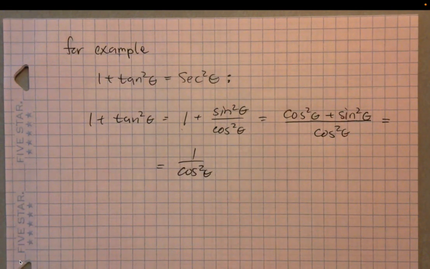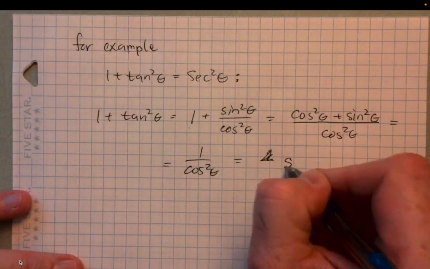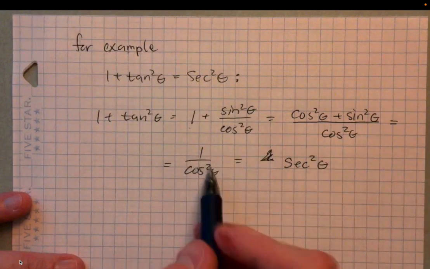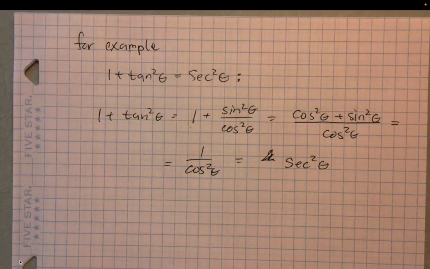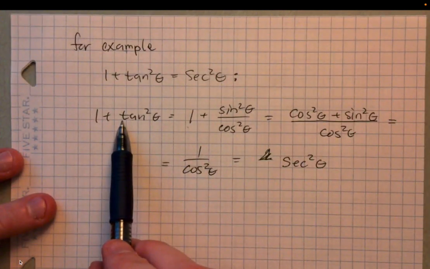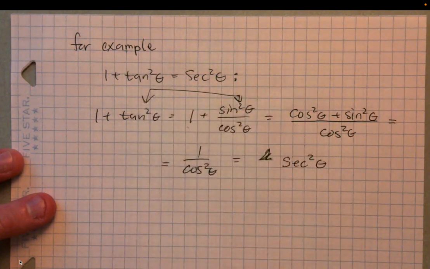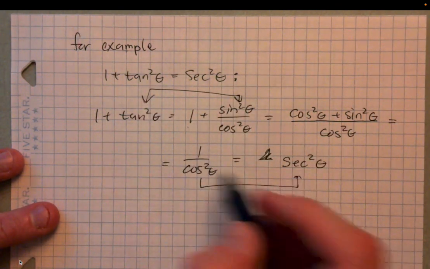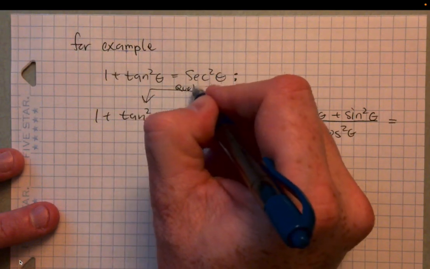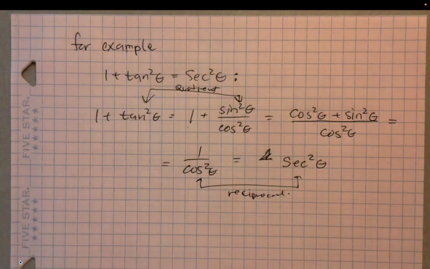And then what is 1 over cos squared theta? Well, it's just the secant squared theta, right? Again, that's the reciprocal identity at work here. So here you use the quotient identity on the tangent, right? And then here you use the reciprocal. So this is the quotient, and this is the reciprocal. Right, and you can do the same thing for the one involving cotangent and cosecant.